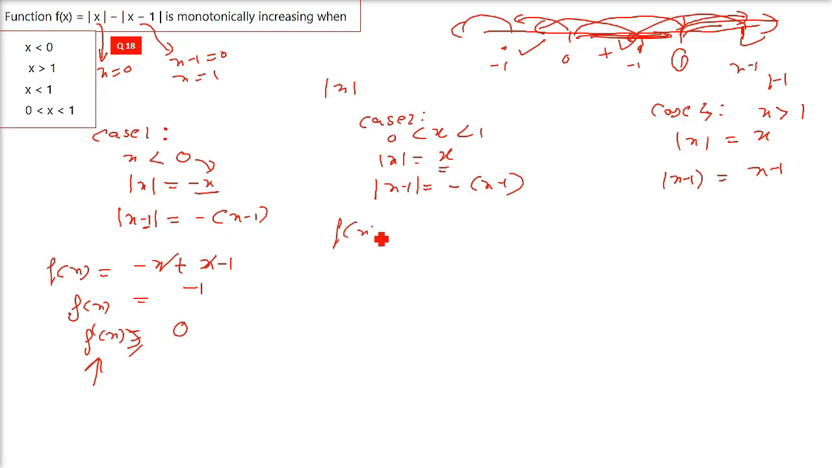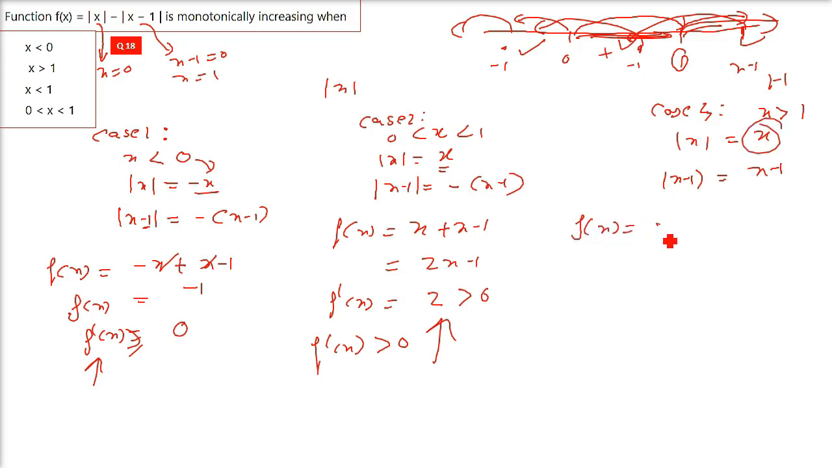Second thing, f(x) is equal to, now in place of mod x minus 1, you can write minus of minus x minus 1. So plus x minus 1. This is 2x minus 1. When you differentiate this, it's going to be 2. So it is not greater than or equal to 0. 2 is actually greater than 0. Now the third option is what? f(x). We have x here. Mod x minus 1 is of course x minus 1. So again, this gets cancelled. f(x) is 1. f dash x is going to be 0. So this is not greater than or equal to 0, it is actually equal to 0.